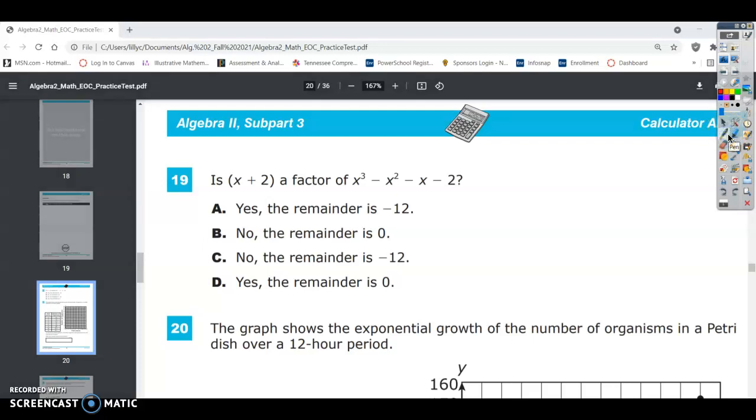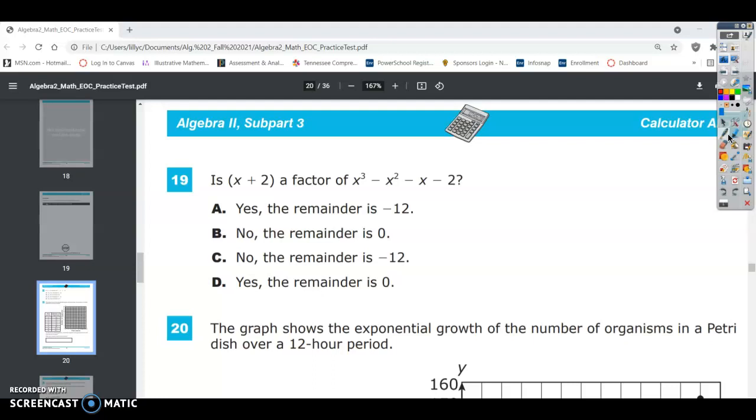Algebra 2 EOC practice test number 19. Is x plus 2 a factor of x cubed minus x squared minus x minus 2? Alright, so this is a polynomial division problem.